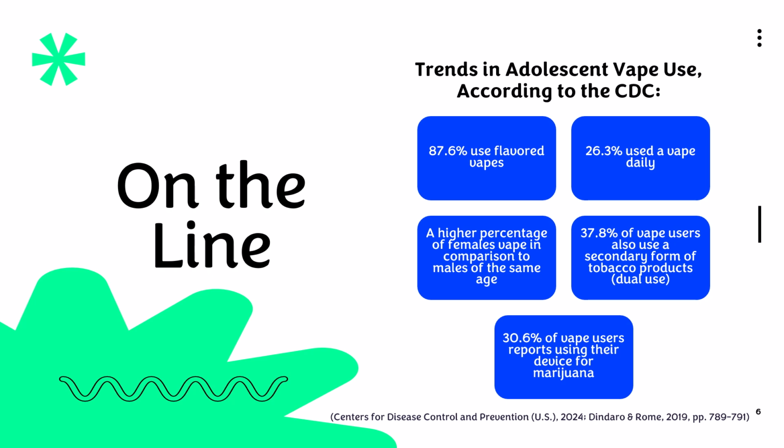37.8% of vape users also use a secondary form of tobacco products. This is called dual use. So if you're vaping, you might still be dipping, or you're vaping and you're smoking weed, things like that. And then additionally, 30.6% of vape users report using their device for marijuana. So that would also fall into that dual use category.